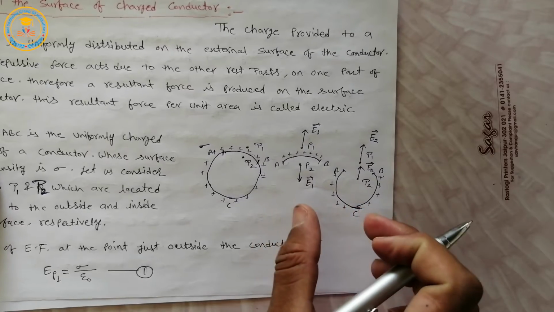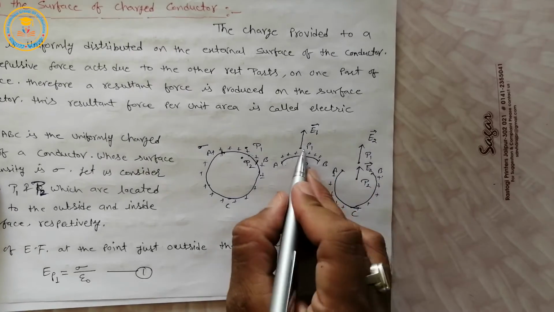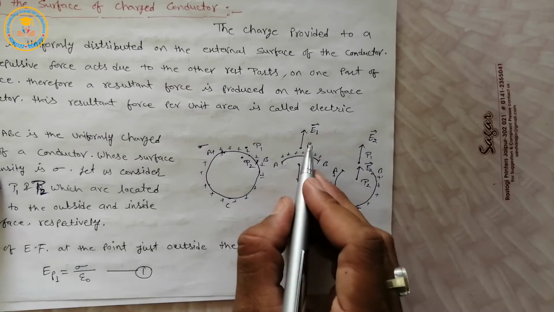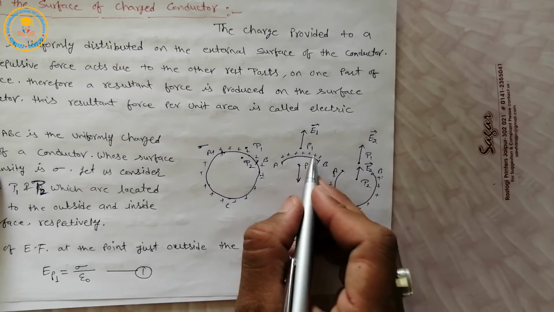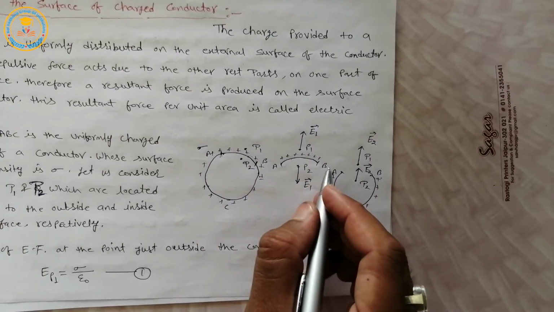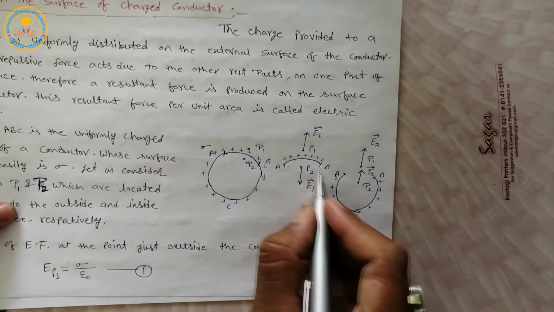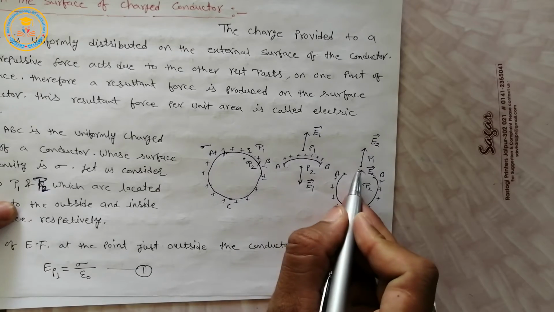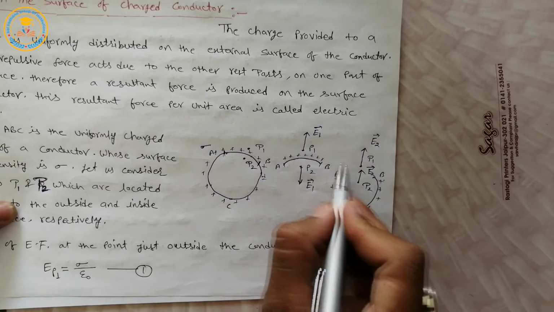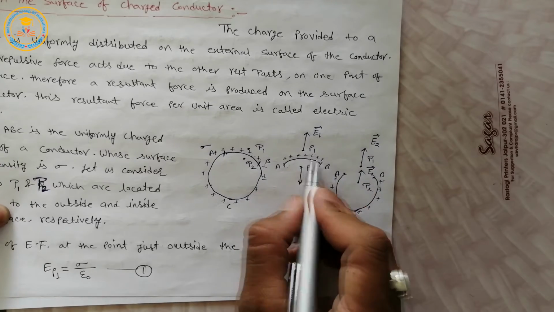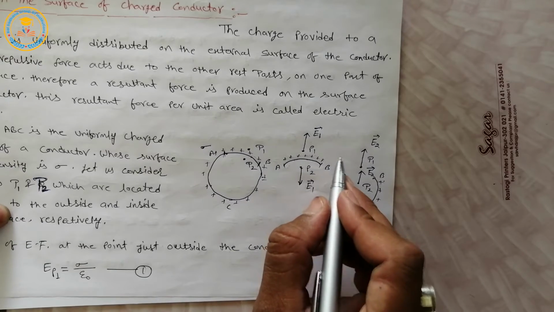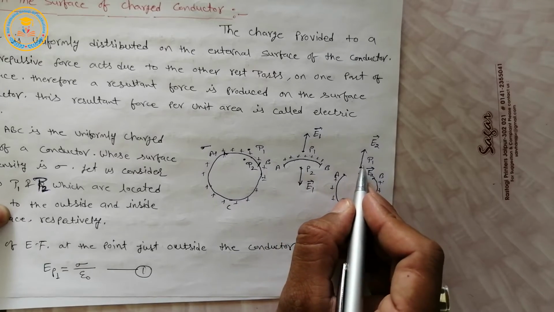Here we can see clearly that at point P1, the resultant electric field intensity EP1 is equal to E1 plus E2, because at point P1 the electric field intensity due to both parts is in the same direction.